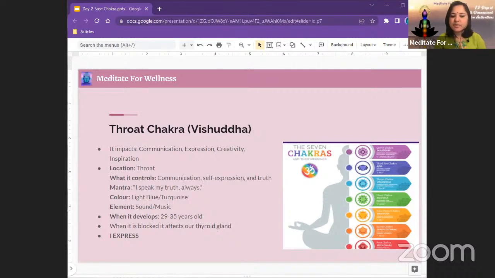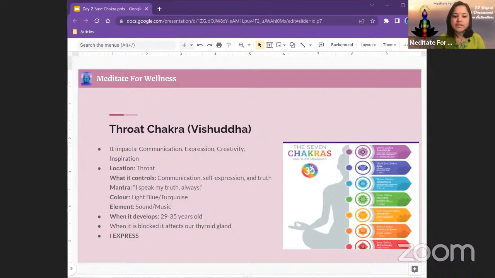The mantra is I speak my truth always. It's very important. We manipulate things, and that is when we create a block in this chakra. We usually please people. We don't listen to our own self, but we look around and that's how we behave, and that's when we create the block here. And the color is light blue, the turquoise.